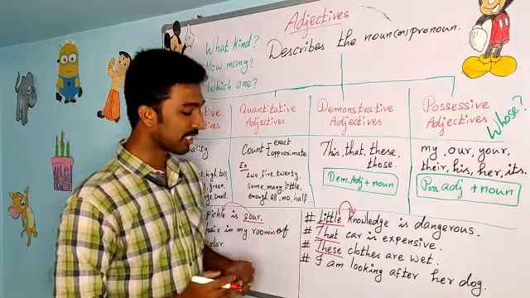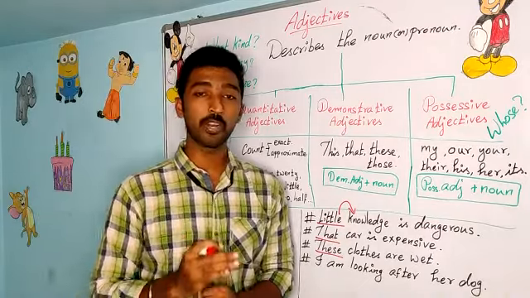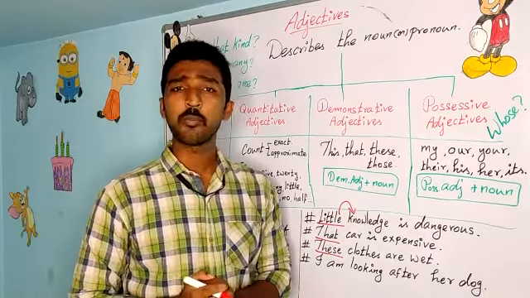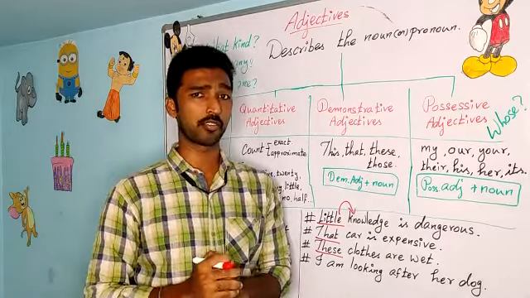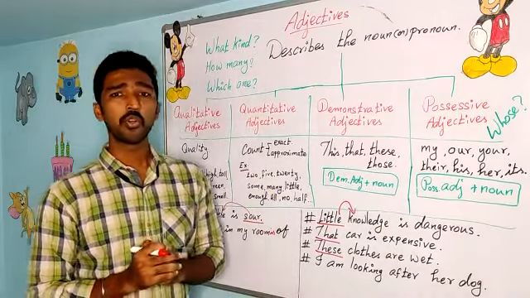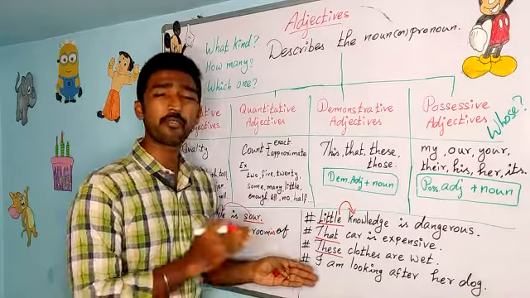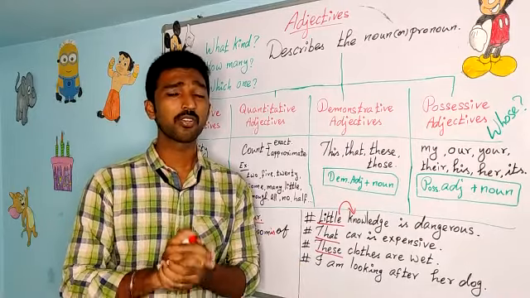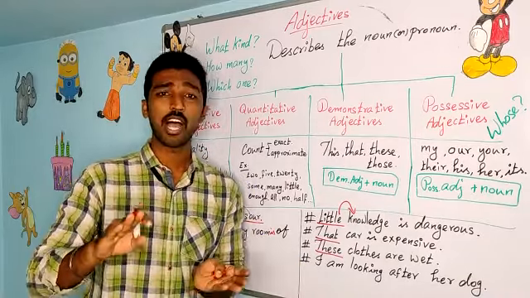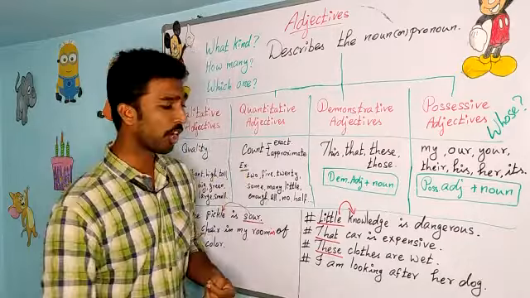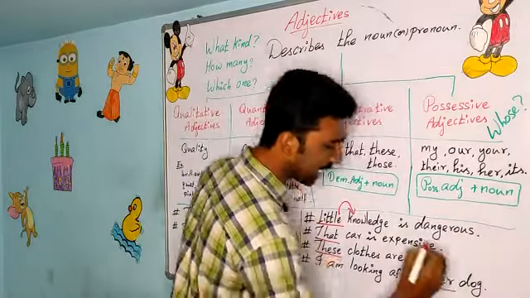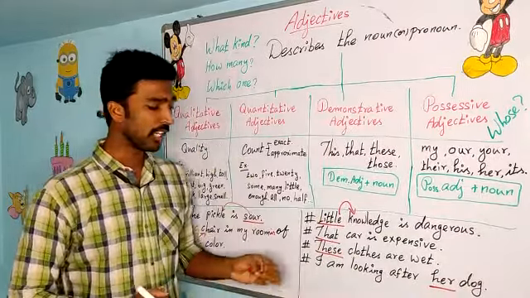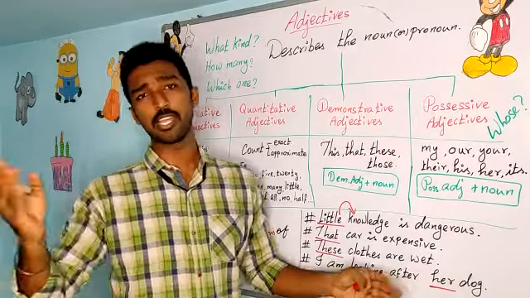The next sentence: I am looking after her dog. Here, I am looking after whose dog? Who's the owner of that dog? Another third person, her dog. The word her is a possessive adjective. I am looking after her dog.